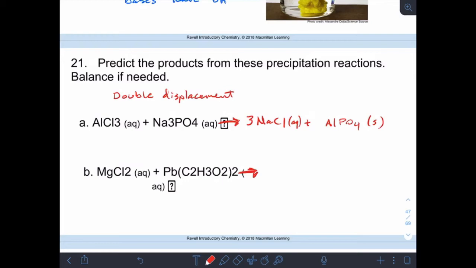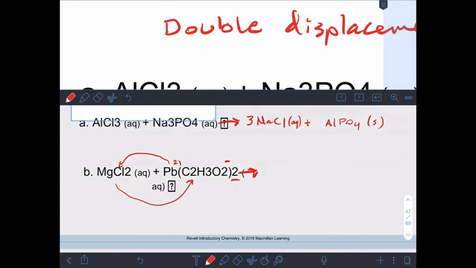Okay? So let's look at our next one. So again, this is two aqueous things, right? And this one on the right here is lead acetate. Okay, and acetate is a 1 minus. Okay, so I'm going to take and put my lead with the chlorine and my magnesium and put it with the acetate. Okay, so that means that, now if acetate is a 1 minus and I have 2 of them, then that means that lead is a 2 plus.